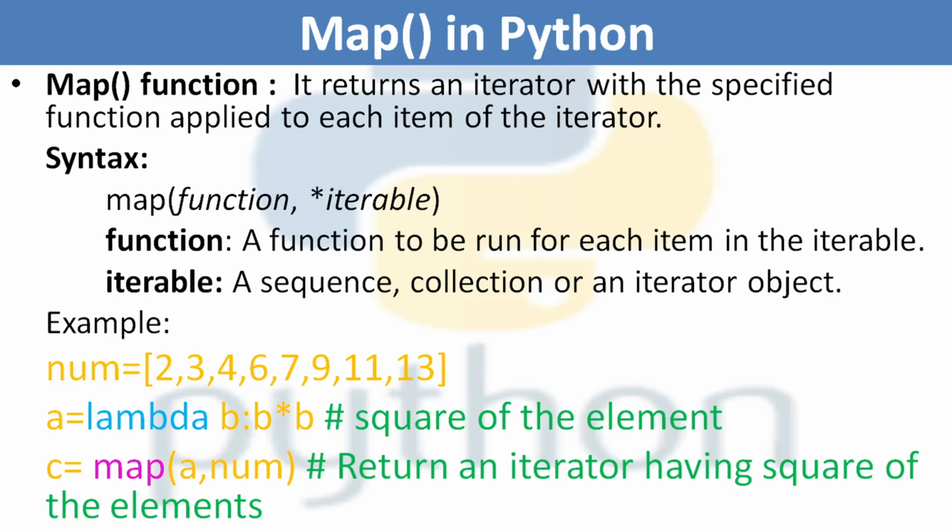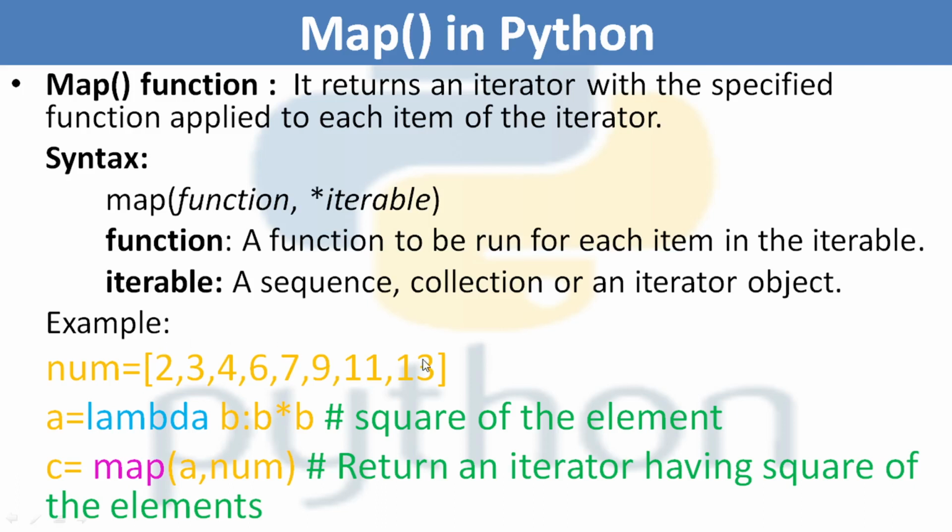So here we have an example, num. There are some numbers 2, 3, 4, 5, 6, 7, 8, 9, whatever it is. And then there is a lambda function. We have used a lambda function, you can use a normal function as well. It accepts only one argument b, and then it returns b square, the square of the element. When we apply this function on this iterator num list using the map function, it will return a map object or iterator which will contain the square of all these numbers.